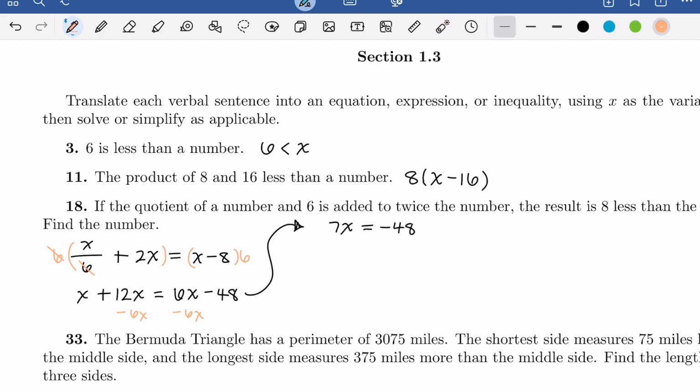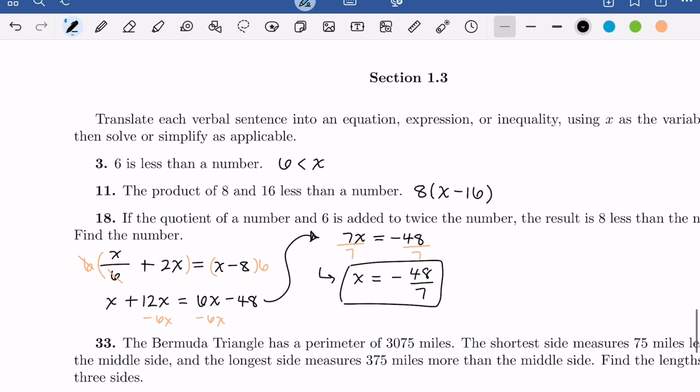Now, again, we want to solve for x, so we know that our last step is going to be dividing by that coefficient of 7. So we're going to have x is equal to negative 48 over 7, and this will be our final answer.